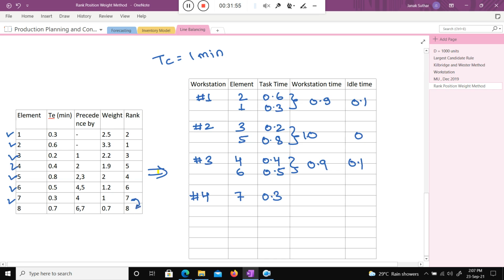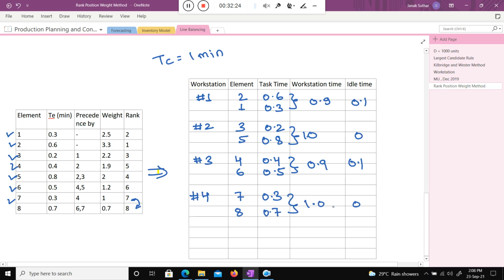The next rank is 8. What is the task time? The work element is 8 only, and the task time is 0.7. So what will be the cycle time? Add all the work elements in this workstation, that is 1.0. And what will be the idle time? That is TC minus workstation time, so that is 0.